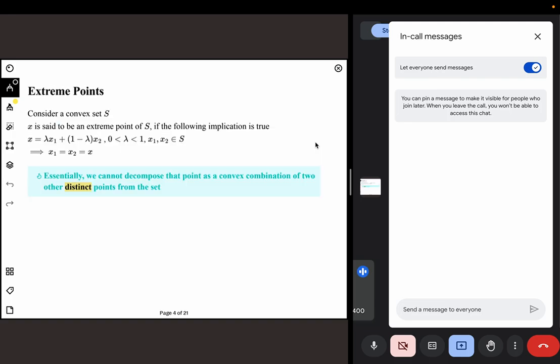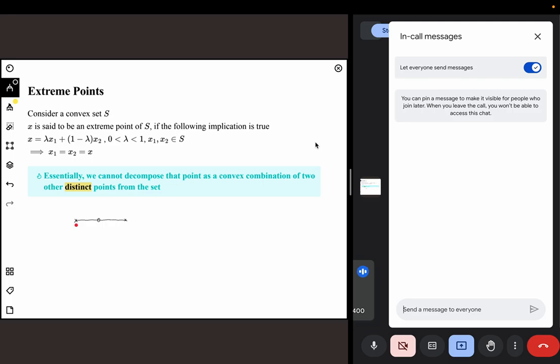The next concept is the concept of extreme points. The idea of a convex set is that if you take any two points in that set, and take a linear combination of them, you get a resulting point, and the resulting point also belongs to the same set. Then you call this entire set a convex set.